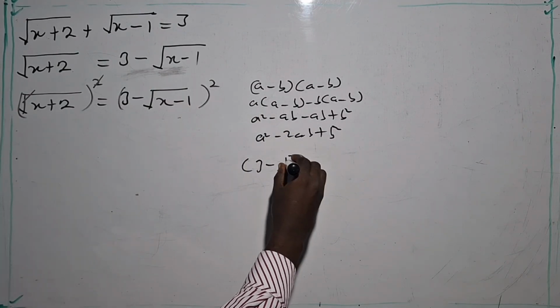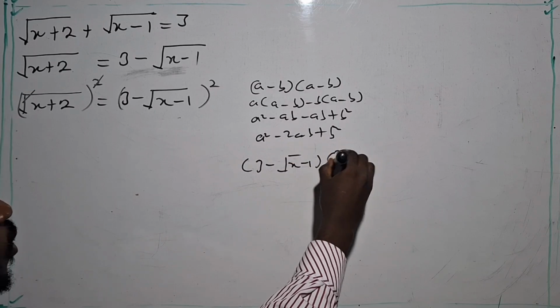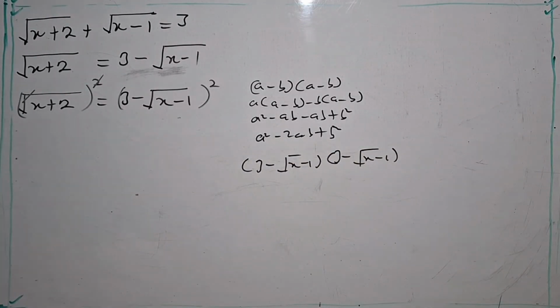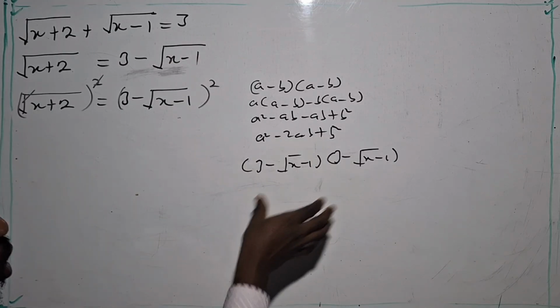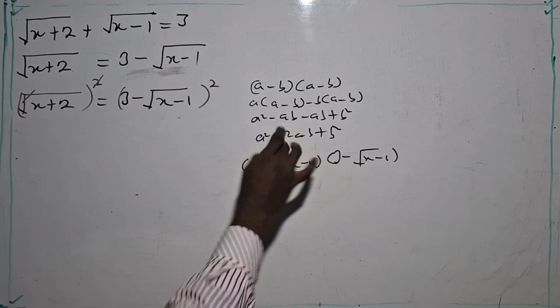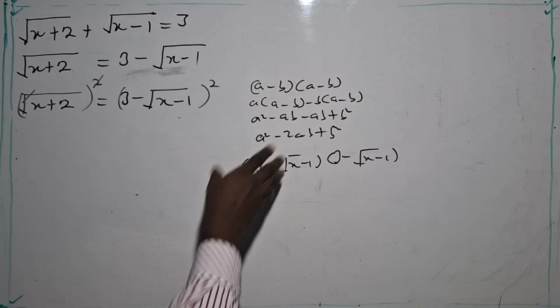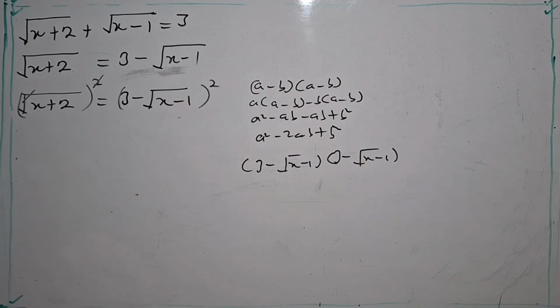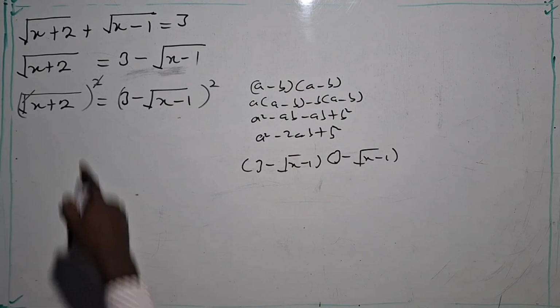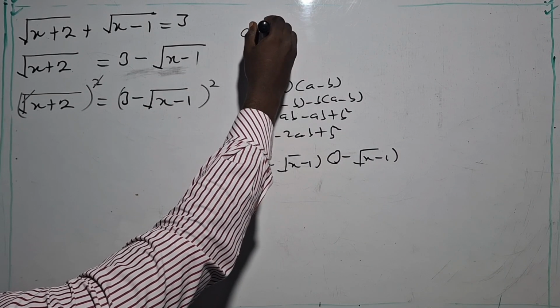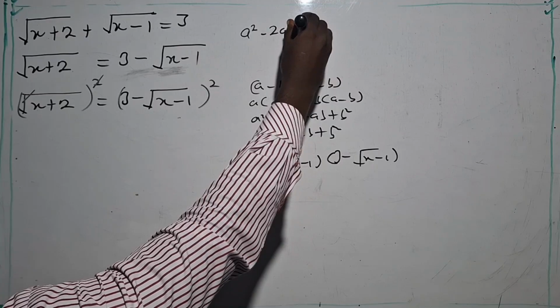So we can write this as 3 minus square root of x minus 1, times 3 minus square root of x minus 1. Then you solve it one after the other. But the easier way, you are going to arrive at something like this. So what I would advise you is, you remember the binomial in this form. Since they all have negative, when you expand, you are going to get this form.